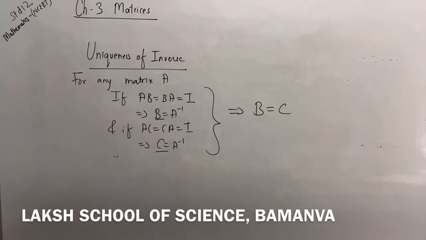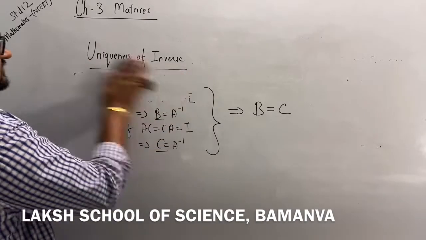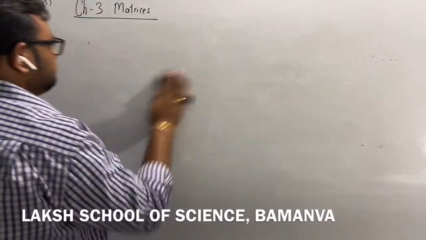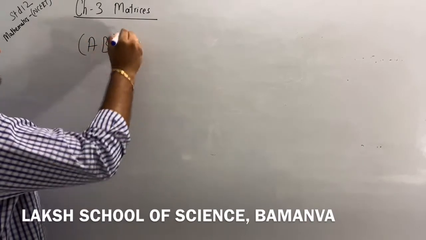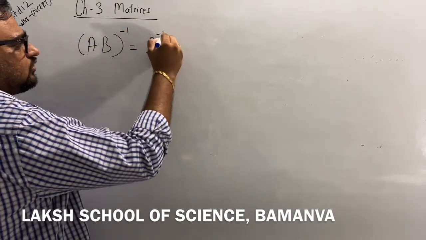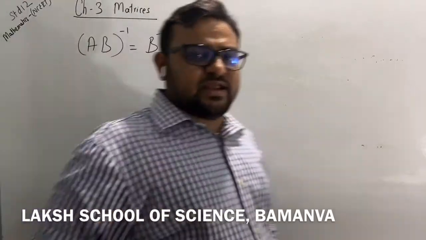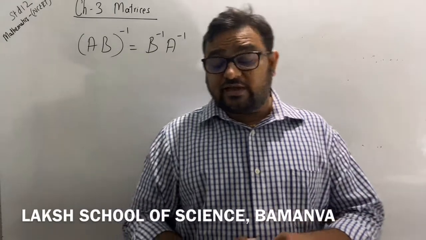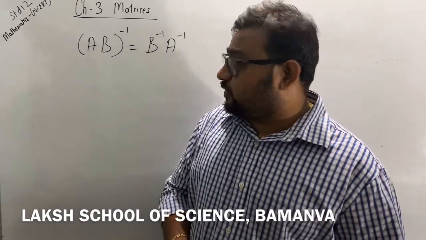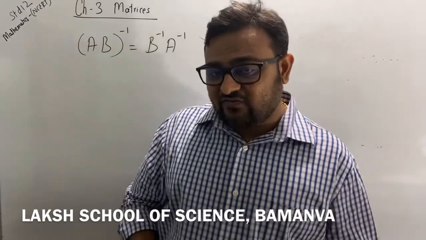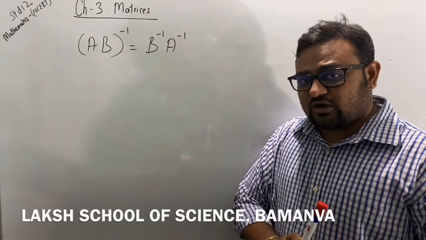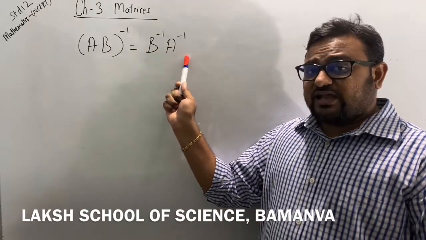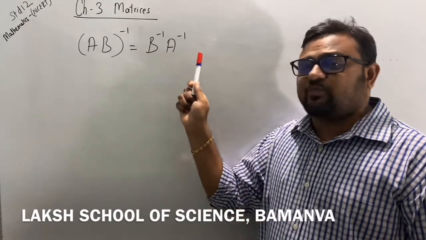Okay, the next main important theorem is about inverse. (AB) whole inverse is equal to B inverse into A inverse. You can be asked in descriptive that two matrices are given and verify whether (AB) inverse is equal to B inverse into A inverse or not. See, this is B inverse into A inverse. It is not A inverse into B inverse, right?